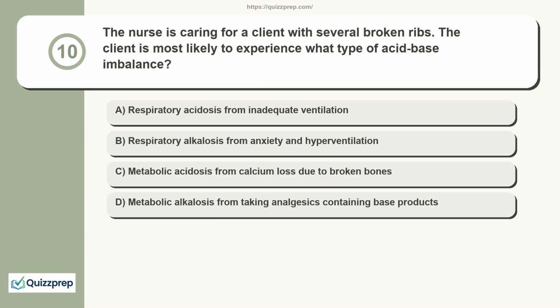Question 10. The nurse is caring for a client with several broken ribs. The client is most likely to experience what type of acid-base imbalance? Respiratory acidosis from inadequate ventilation. Respiratory alkalosis from anxiety and hyperventilation. Metabolic acidosis from calcium loss due to broken bones. Metabolic alkalosis from taking analgesics containing base products.